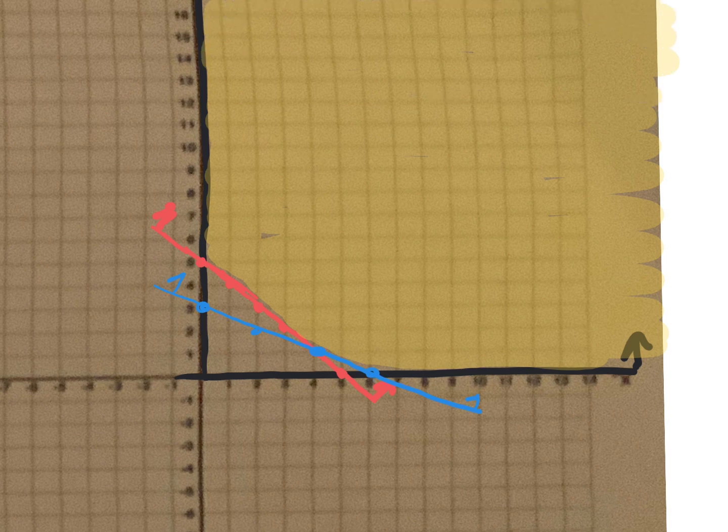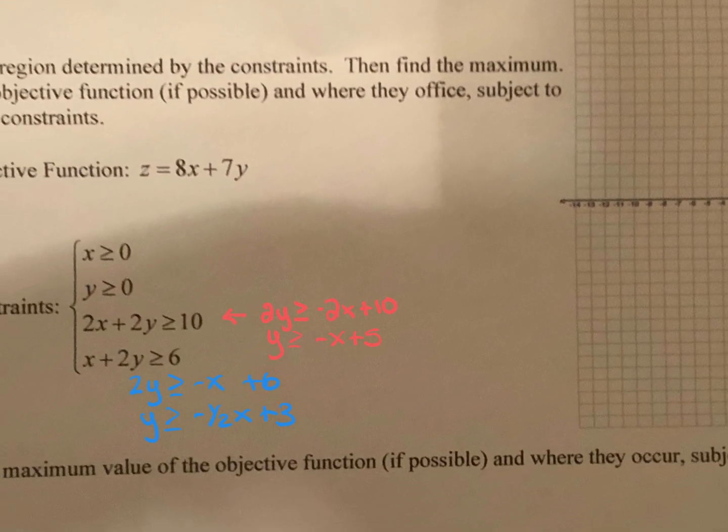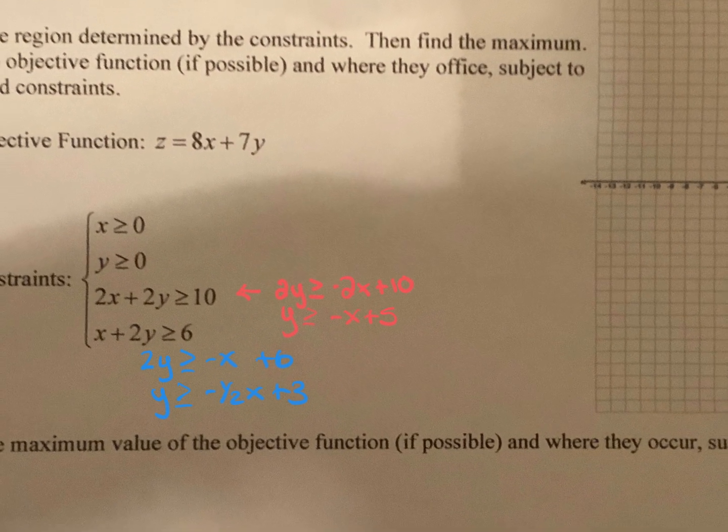is on the vertices. So the vertices are the ordered pairs of the shaded region, the corners. So this one is 0, 5. This one right here is 4, 1. And this one right here is 6, 0. So I'm going to take those three ordered pairs, and I'm going to plug them into my objective function they gave us to figure out what maximizes or minimizes my objective function.